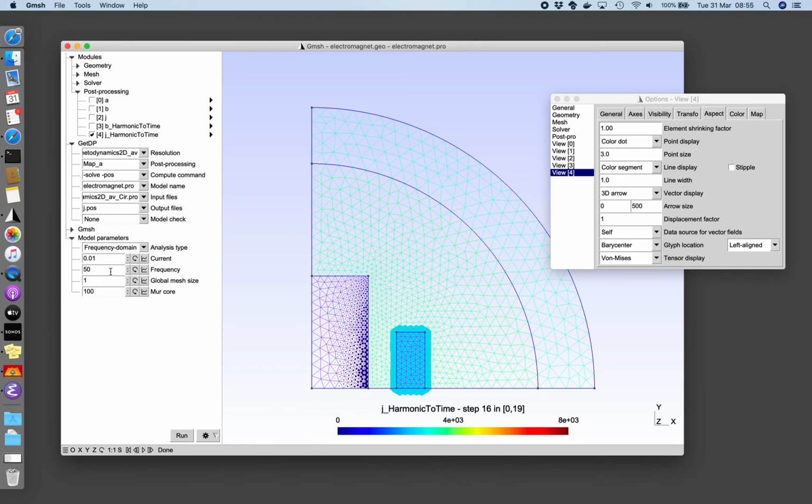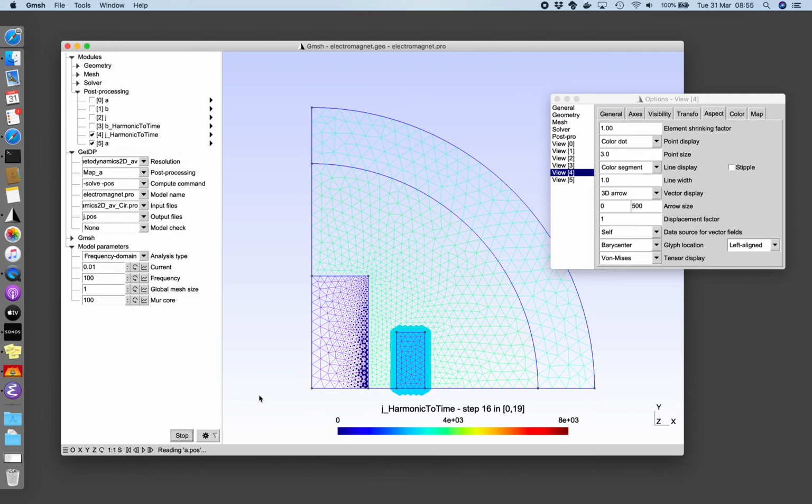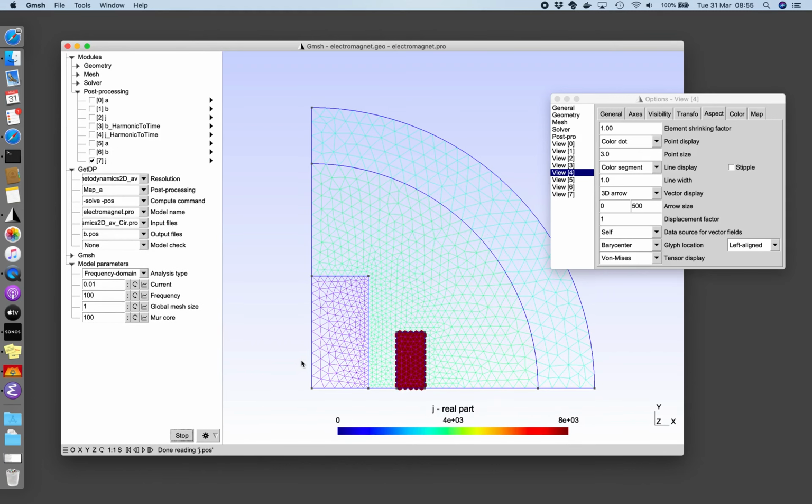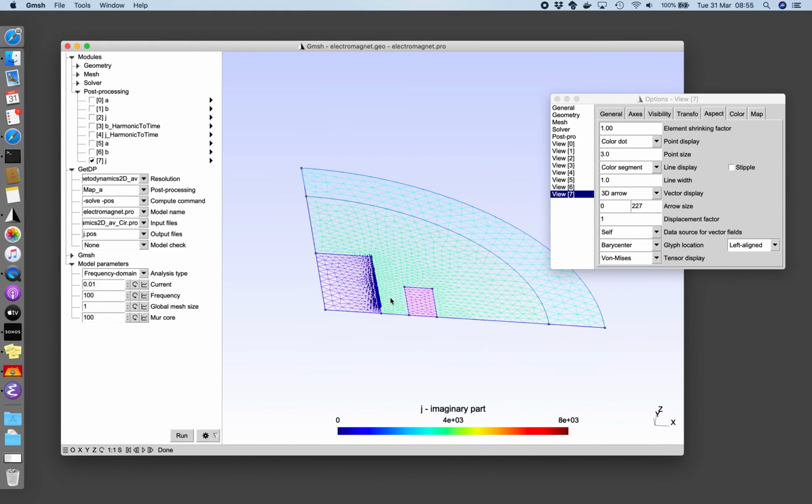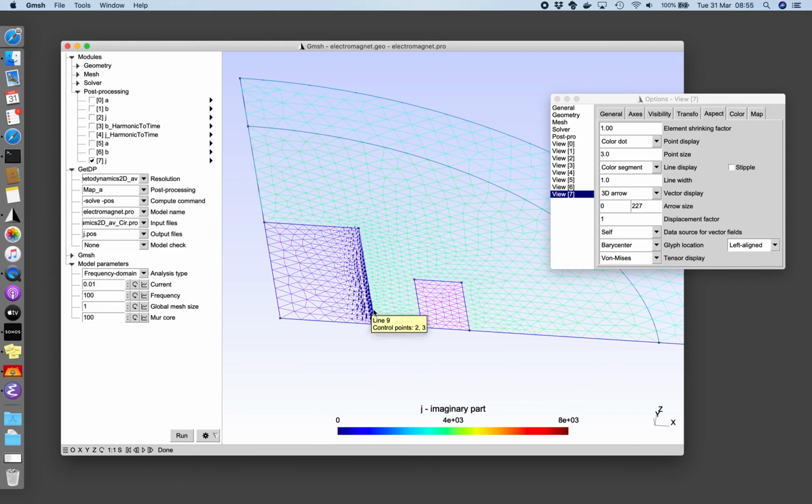So if I redo the same calculation at 100 Hertz, let's have a look. And we look at the induced currents. Same thing. You see now that the currents are distributed closer to the boundary. This is basically a practical example of skin effect.